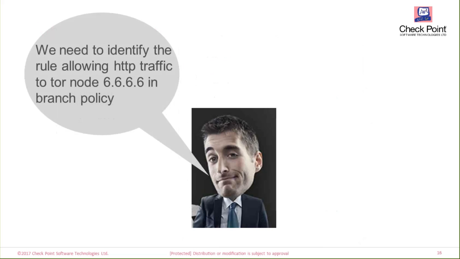What else have we introduced in R80.10? So another example here, we need to identify the rule allowing HTTP traffic to a Tor node of 6.6.6.6 in the branch policy. So this is what we call policy simulator, right? It's the idea of, theoretically, if I have this packet and it's going over there and it's using this service and it's this IP address, what rule would that hit? Yeah. So this is great in terms of if you had a new business requirement, instead of creating a new rule, you could just use the policy simulator to see if there was a rule that it would match, and then you can say, okay, there's a rule already that it would match, fine, or if you need to modify it in some respects.